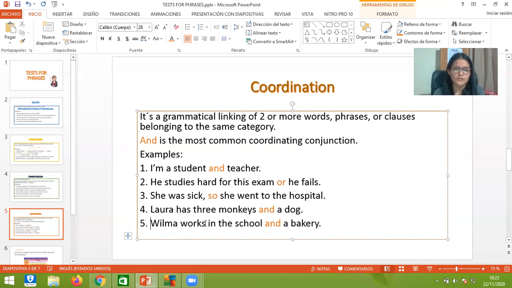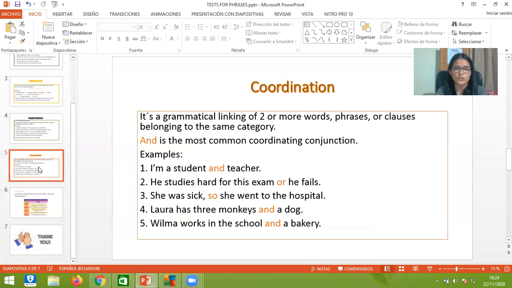Vilma works in the school and a bakery. In this case, we were talking about she, and we use the coordination "and" to talk about her, about other work that she realized.